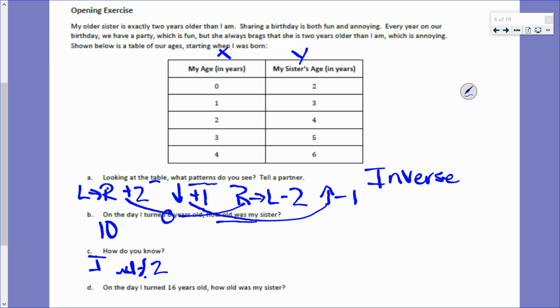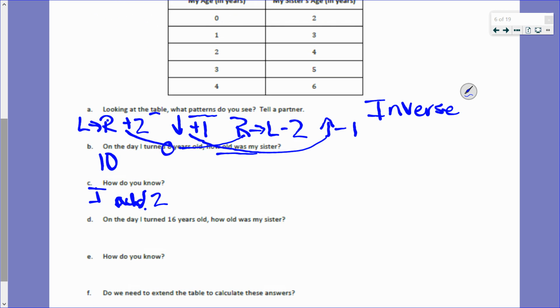Sorry that the board's not showing up so well. It says I add 2. On the day I turned 16, how old was my sister? 18. How do I know? I add 2.